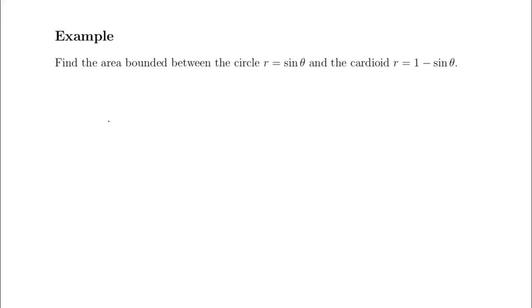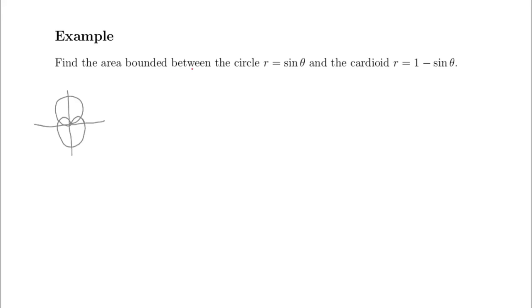Here's another good one. We can find the area bounded between that cardioid, 1 minus sine theta, you remember that one? And then r equals sine theta. That's a circle, right? This is a circle that's going to be centered on the y-axis at 0, 1, and it's got a radius of 1. So we've got something that looks like this. There's our circle, and then here's our cardioid.